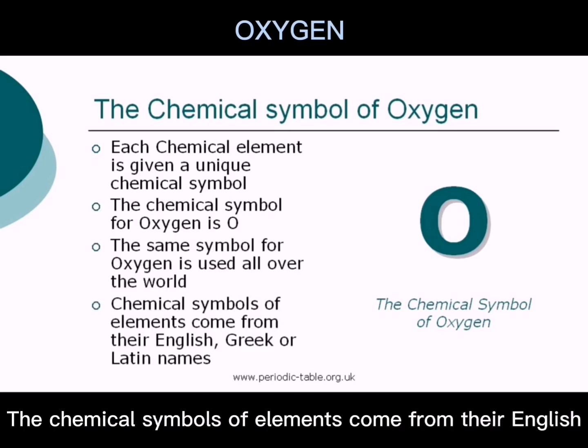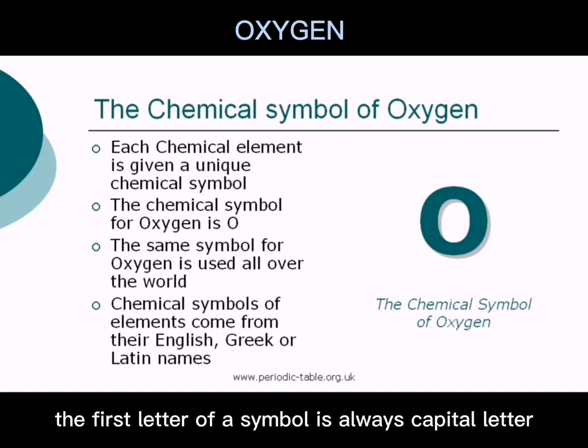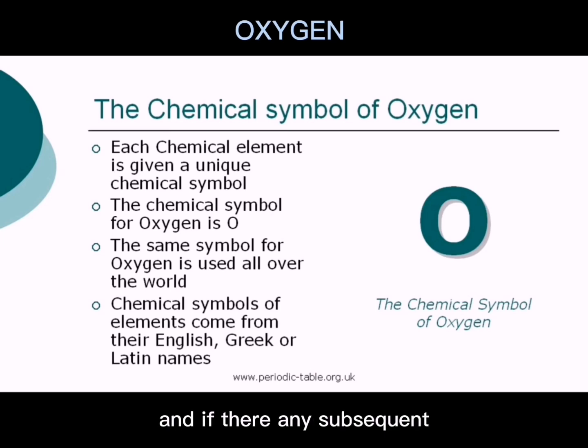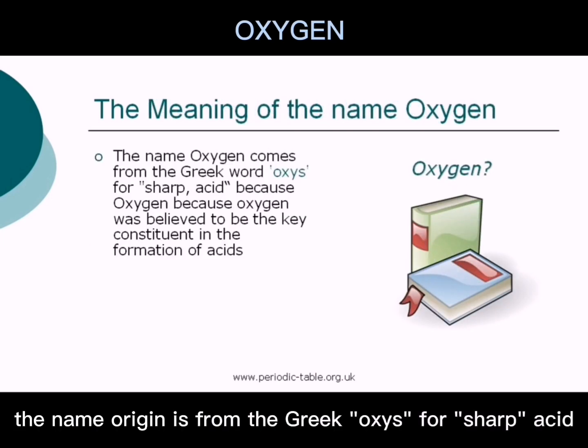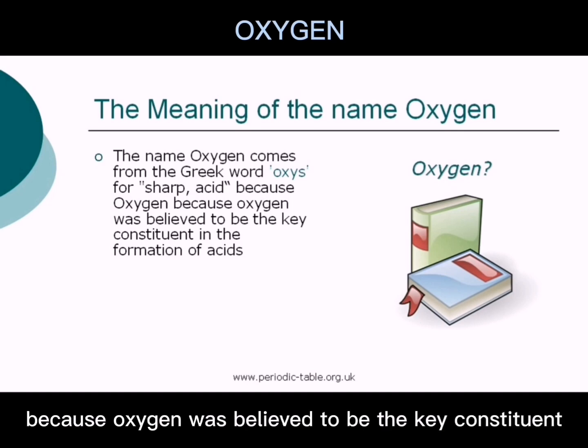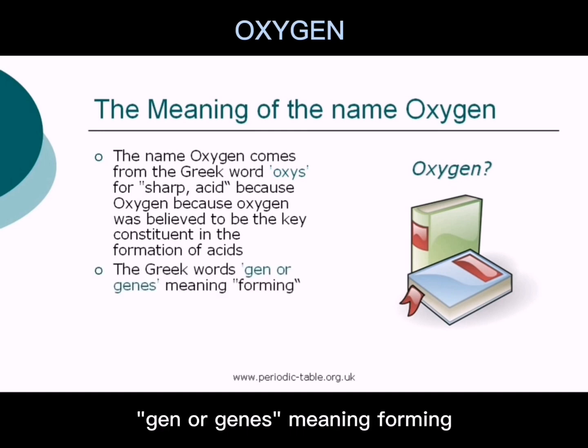The chemical symbols of elements come from the English, Greek, or Latin names. The first letter of a symbol is always a capital letter, and if there are any subsequent letters, they are expressed in lowercase. The name originates from the Greek oxys for sharp acid because oxygen was believed to be the key constituent in the formation of acids, and the Greek words gen or genes meaning forming.